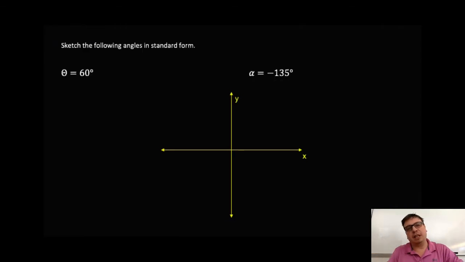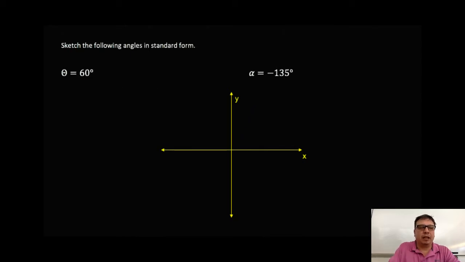So the first one is sketch the following angles in standard form. Now, when we talk about standard form, what we mean is that we want to be able to draw this angle, for example, such that this is the initial side, and then we will draw the angle out until I get to the 60 degrees and draw my terminal side.